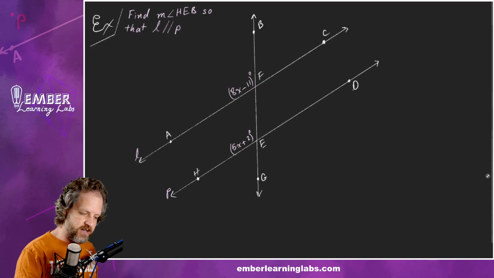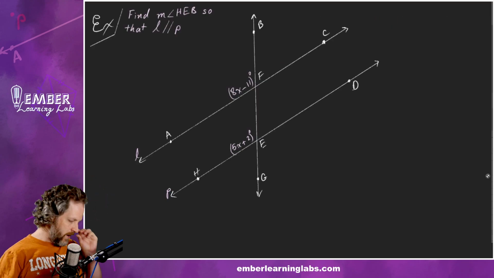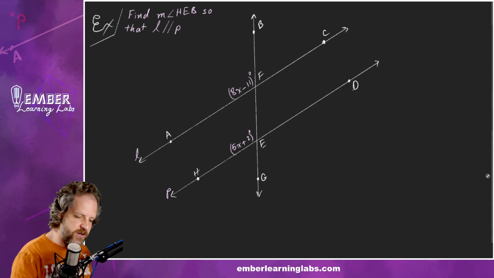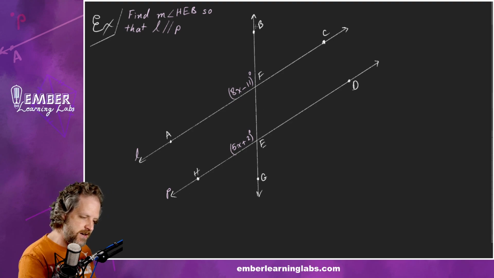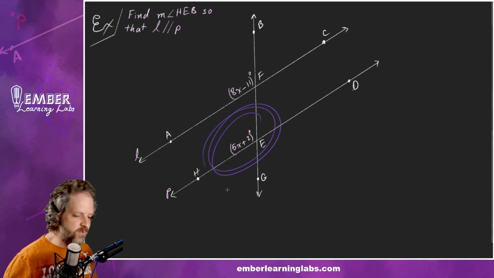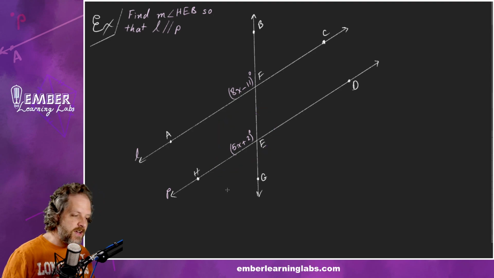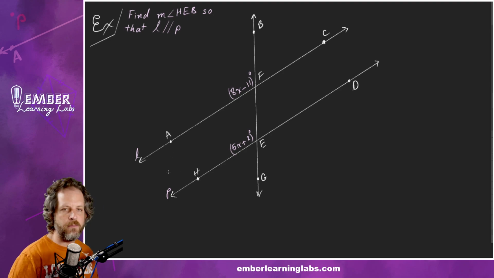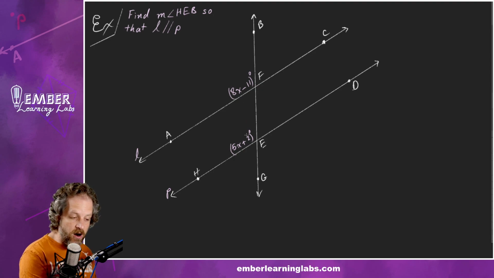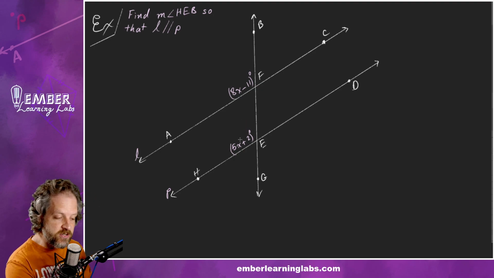This is going to be similar to examples we've seen before, right? So we've got this picture here, and we want to find the measure of angle HEB. So that is right here, right? So we're talking about this angle right there, its measure, such that lines L and P, so these two lines, are parallel, right? So that would mean that these two, what are these? Well, let's take a look at them.